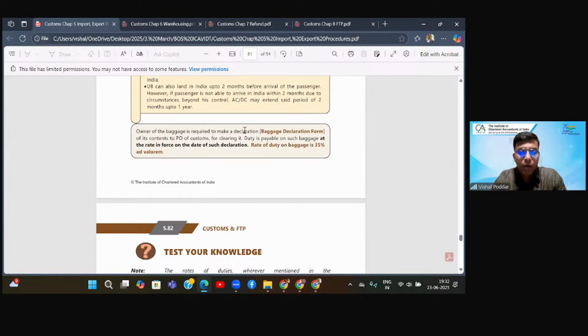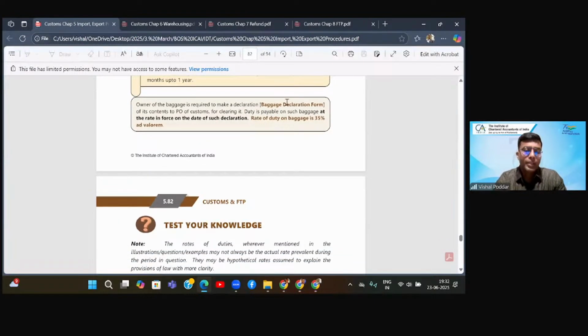The owner of the baggage is required to make a declaration, which is called the baggage declaration form. So see, just like in case of regular import of goods and cargo, you file the bill of entry for clearance.